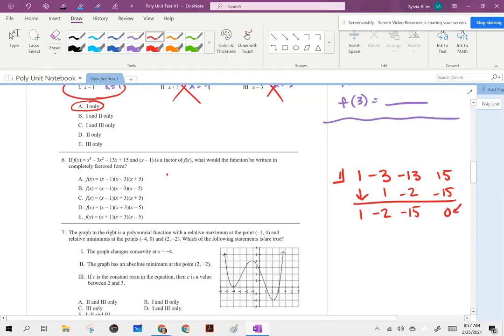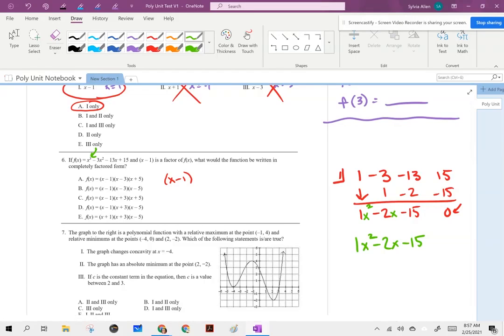So we know completely factored form is x minus 1 because that gave us a 0. But remember now, if I started with cubed, that means this is going to be an x squared and then an x. So I've got 1x squared minus 2x minus 15. So one of two things can happen. I can go ahead and factor this.